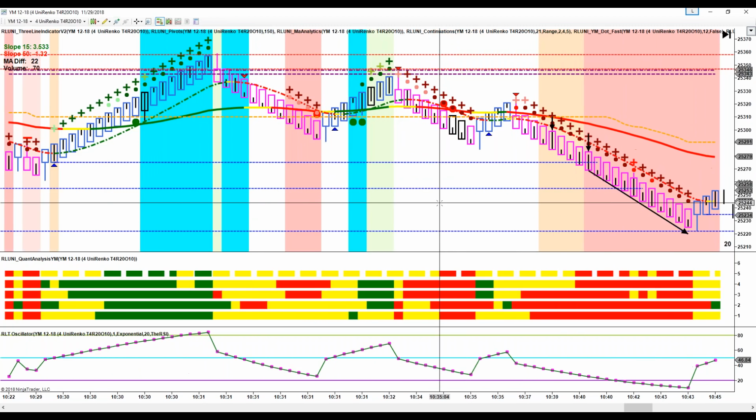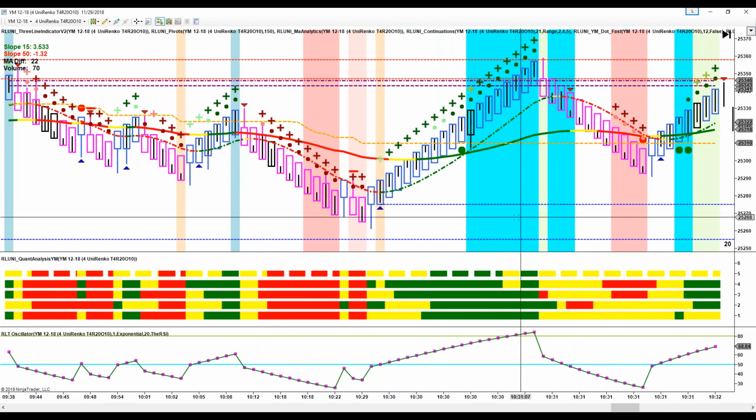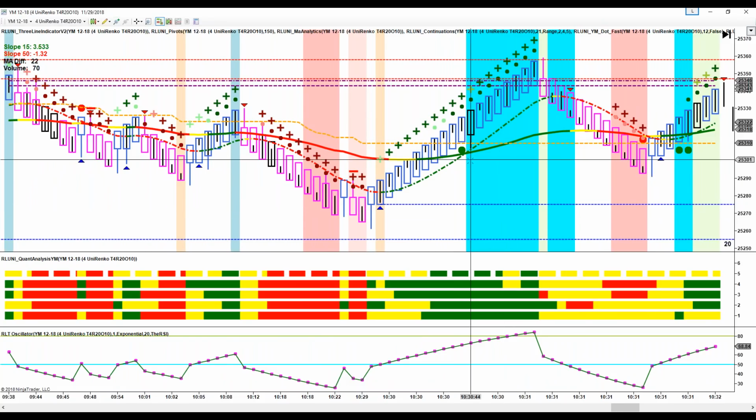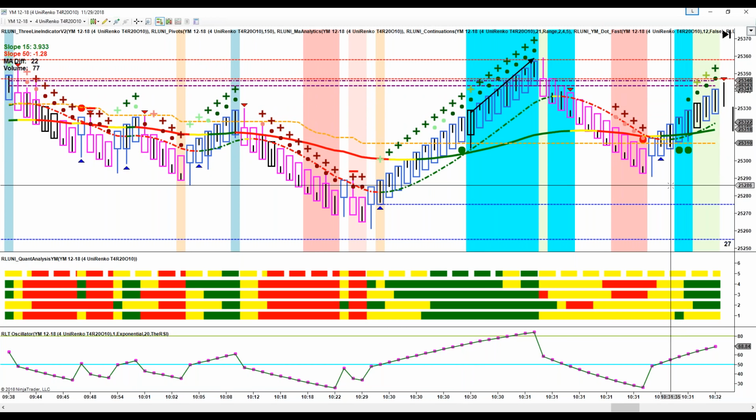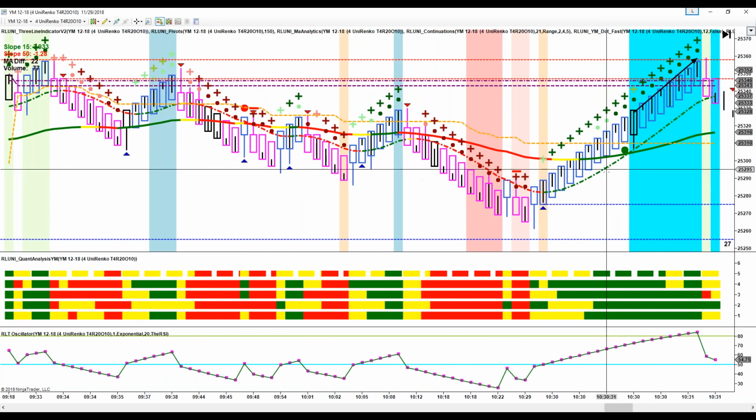And then there's still the standards, where right here the wick comes out through the bottom and they give you the continuation trade up. So it gives you that kind of configuration. You can tell what's going on.